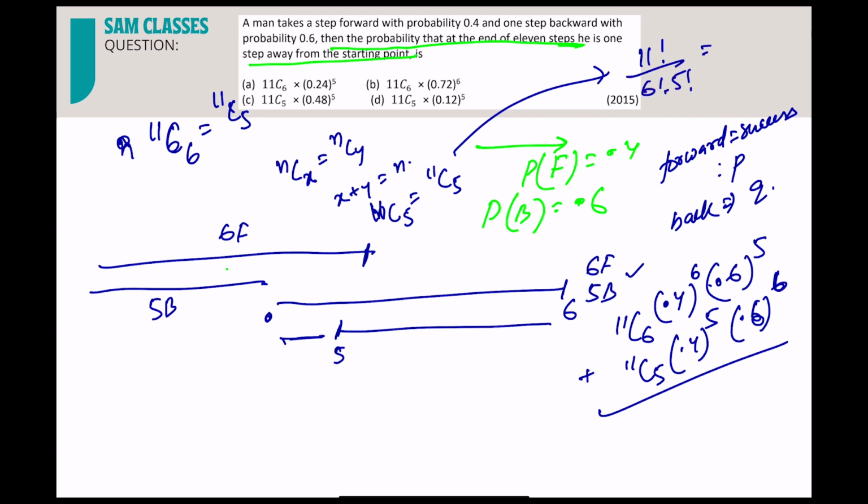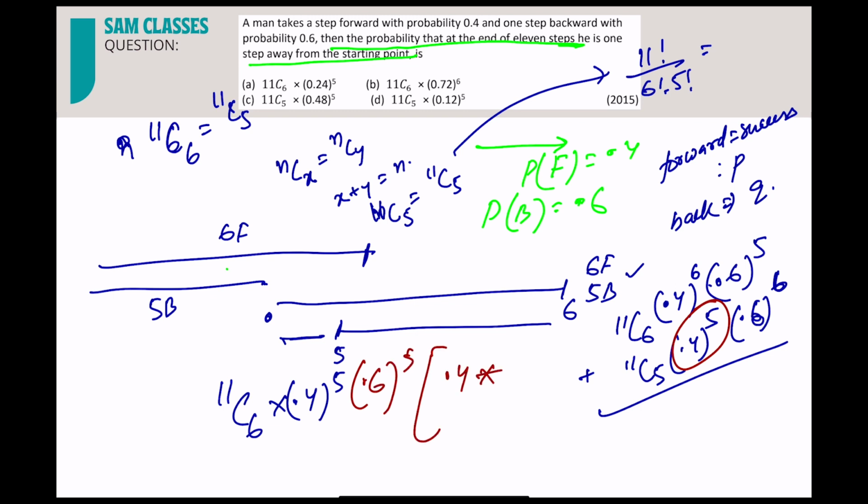So you can just take it out common, and here it will be 11C6. You can take common 0.4 whole power 5, the minimum at least. 0.4 power 5 you have taken common, and 0.6 power 5 you have taken. So what is left? 0.4 plus 0.6, which is 1. So 11C6 into 0.4 power 5 and 0.6 power 5.